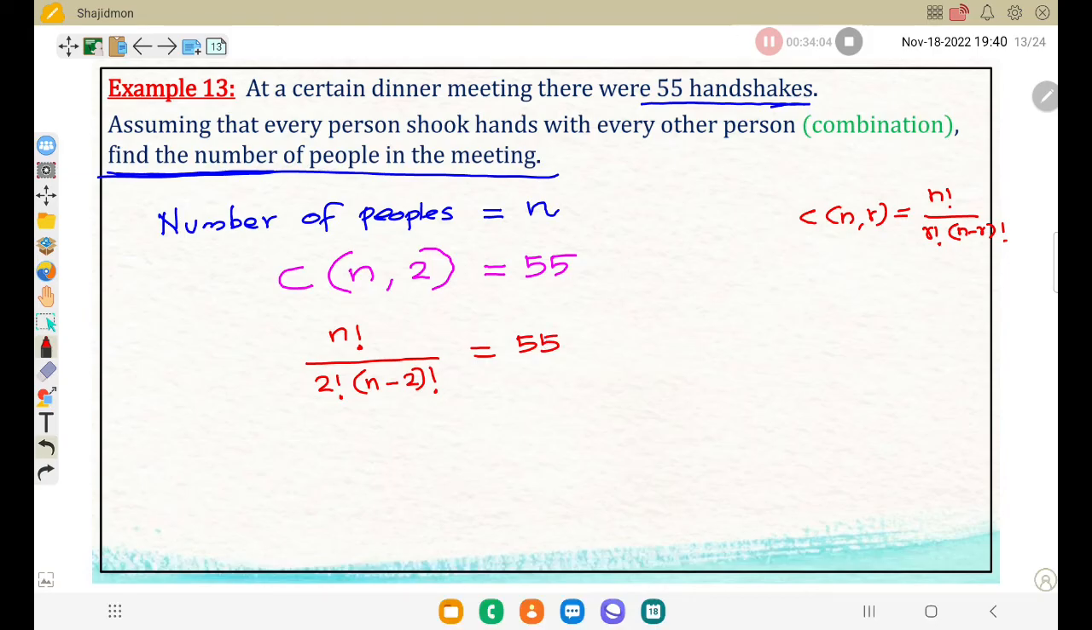Equal to 55. Now before writing the next step, I will explain something else to you. What is the meaning of n factorial? n factorial means 1 multiplied by 2 multiplied by 3 multiplied by 4 multiplied by 5, and the last will be n. That is the meaning of n factorial: 1, 2, 3 up to n. So what is the term just before n? n minus 1, correct?